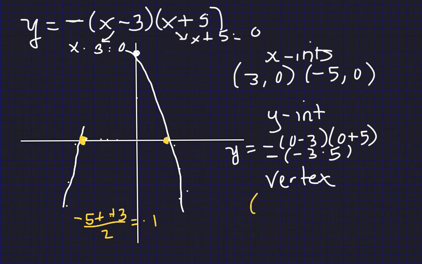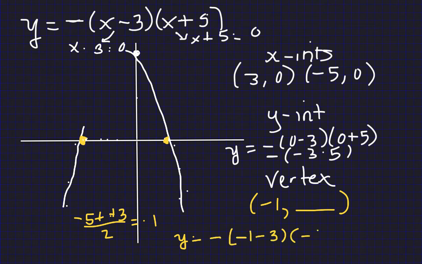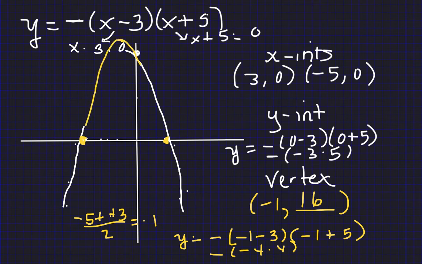So my vertex should be at negative 1 comma something, and I get that something by plugging that negative 1 into the original equation. So the y will equal negative 1 minus 3 times negative 1 plus 5. So the opposite of negative 4 times 4, the opposite of negative 16 is positive 16, which makes sense with my graph. There's my y-intercept, it's still going up, and then it's going to turn around and come back.